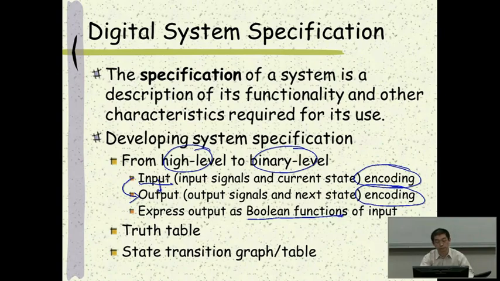And normally these Boolean functions will be represented either as a truth table for combinational logic or as a finite state machine, or sometimes we call it a state transition table or state transition graph. These are used to model sequential systems.